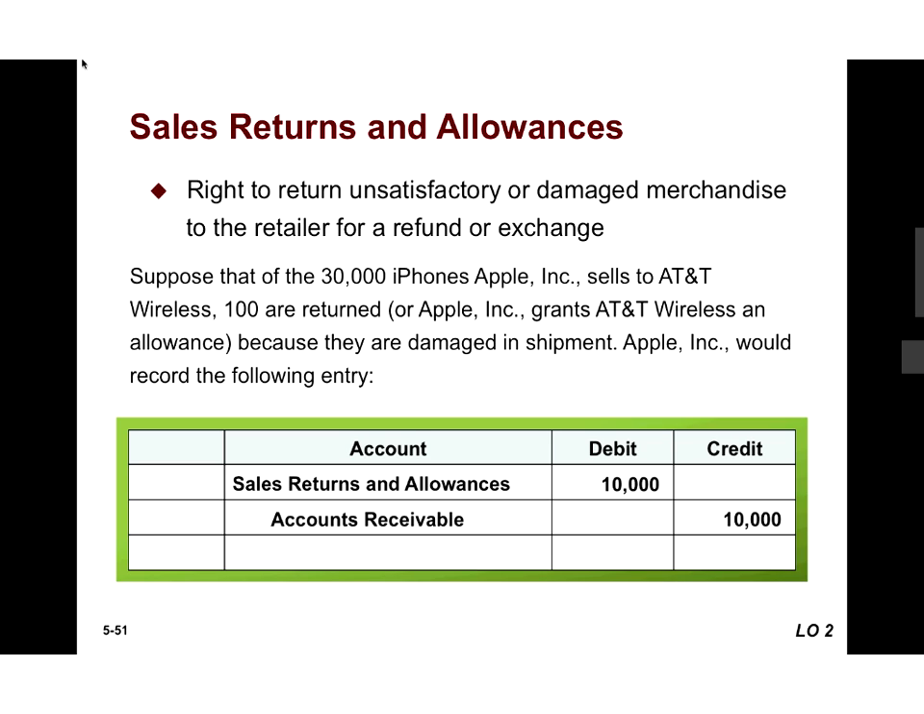My son got a refrigerator from H.H. Gregg, and when they delivered it, there was a dent in the door. And H.H. Gregg offered to take back the refrigerator or give him $100. And so that $100 they offered him, that would be a sales allowance. So that's what those are. Sales returns, they give it back, they return it. Sales allowances, there's some credit given, some reduction of the invoice due to damage.